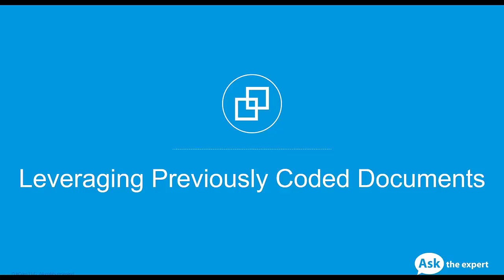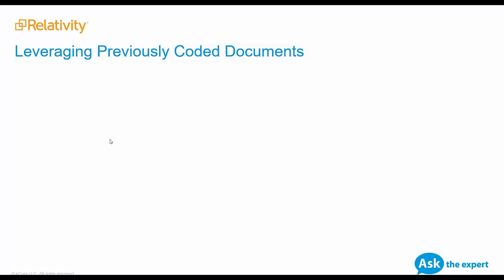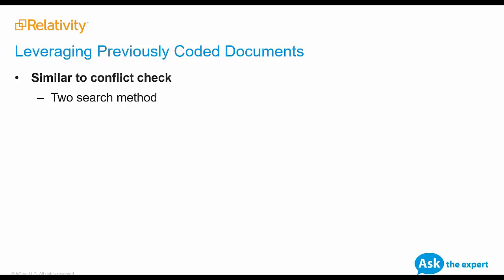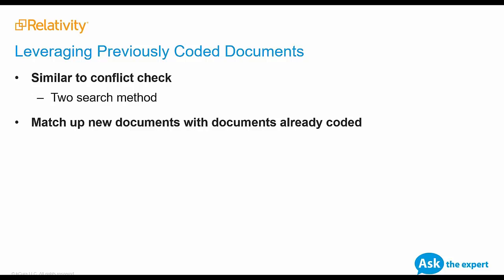Okay, I'd like to wrap things up with one final workflow that people ask about a lot, which is leveraging previously coded documents when you load new documents into your workspace and you've already run email threading on the existing documents. So it's similar to the conflict check approach. We're going to set up two searches.